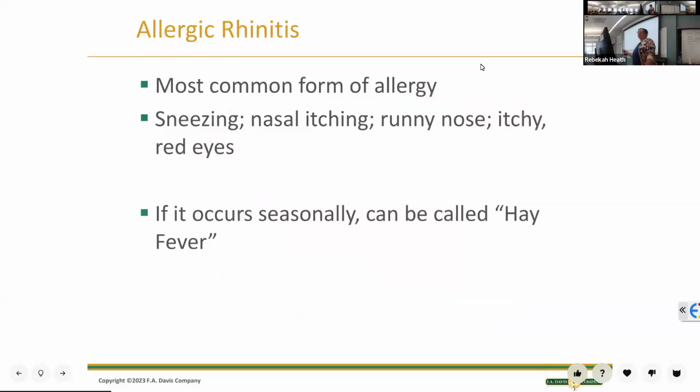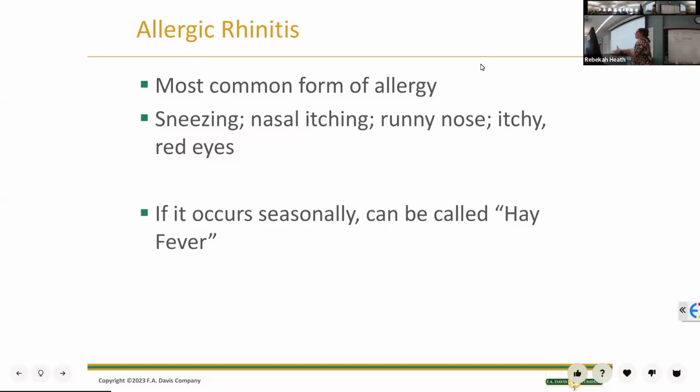Okay, so allergic rhinitis, that's probably one of the most common forms of allergy. You see me up here all the time touching my nose, itching, sometimes sneezing. I've got some pretty good allergic rhinitis. We talked about rhinitis when we covered the upper respiratory system. For word building, what is rhin, the first part of the word? Nose. And itis? Inflammation. So rhinitis is an inflammation of the nose.